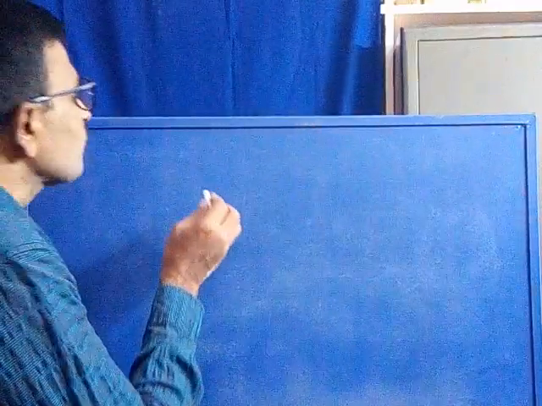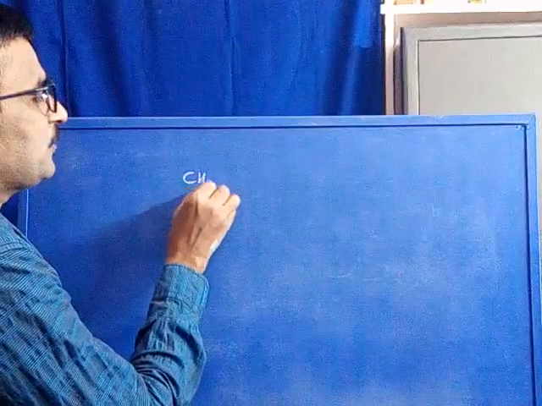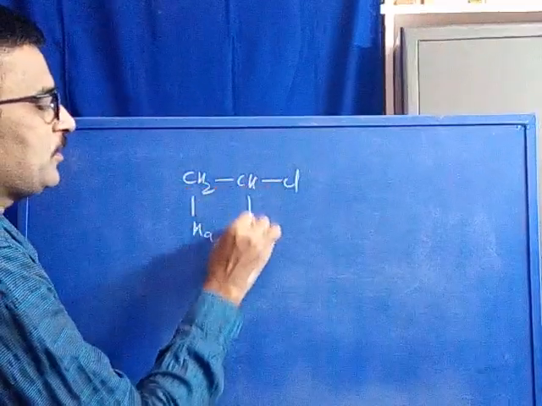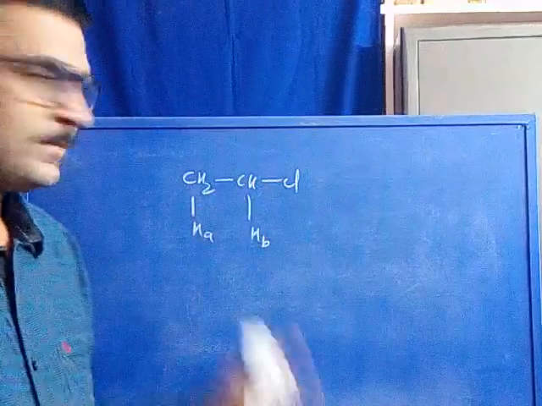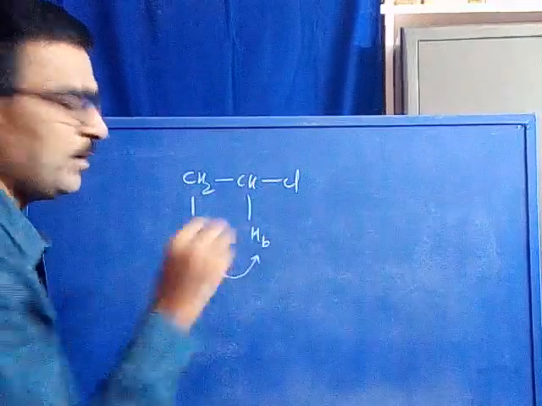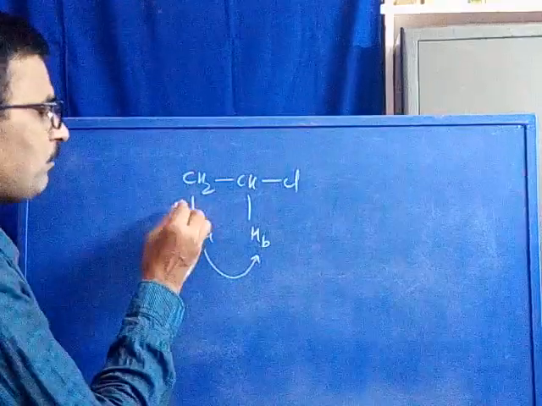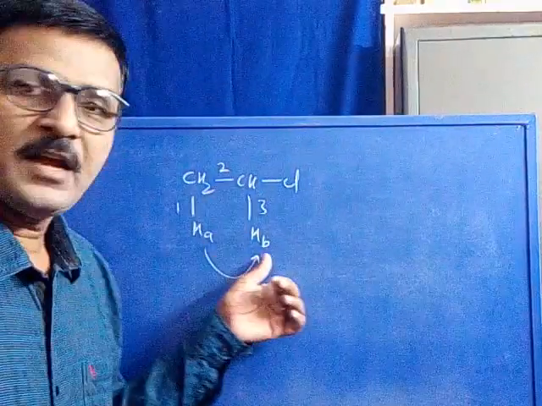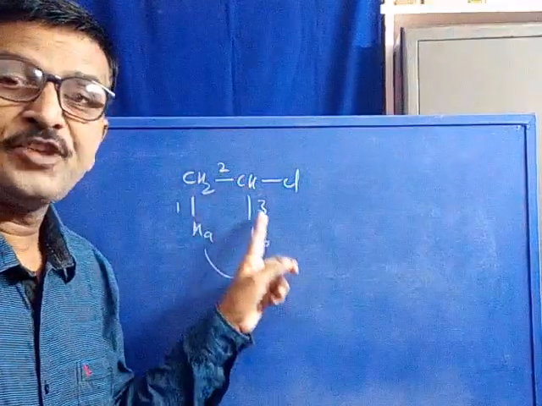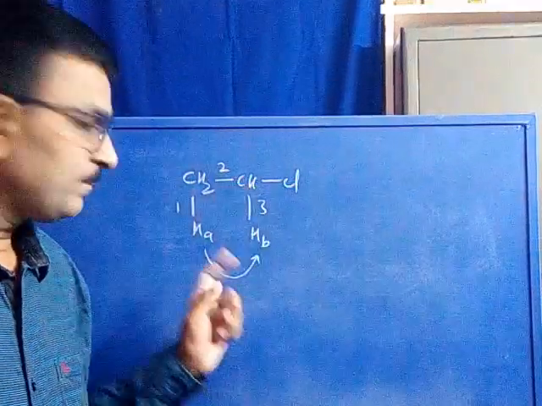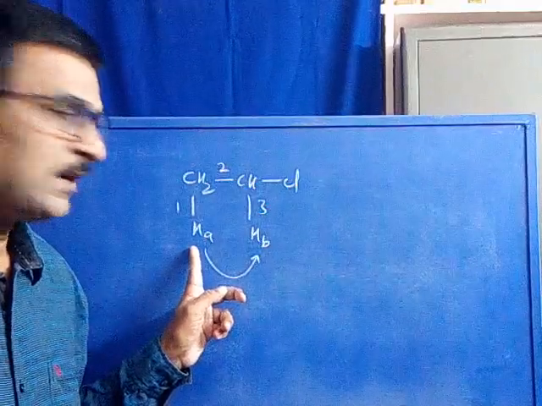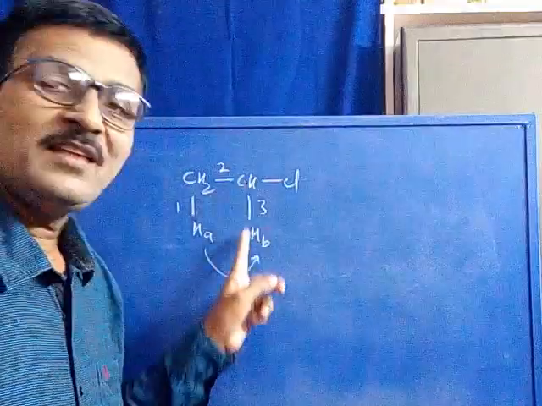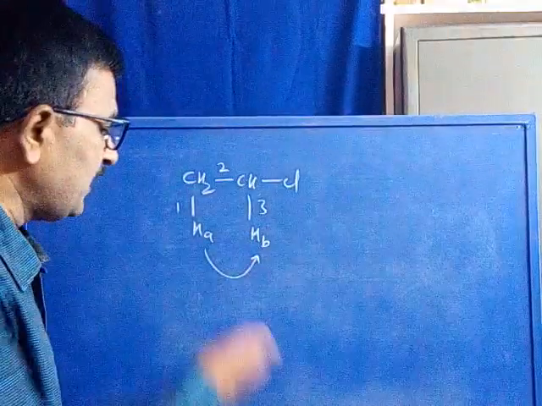Example, you take CH2, CHCl, Ha hydrogen, Hb hydrogen. The AB hydrogens are coupled, where the number of bonds is 1, 2 and 3. In between the AB hydrogens, the number of bonds is 3 bonds. But here, the nuclear spin from Ha hydrogen is transmitted to Hb hydrogen through only sigma electrons, therefore weakly coupled.